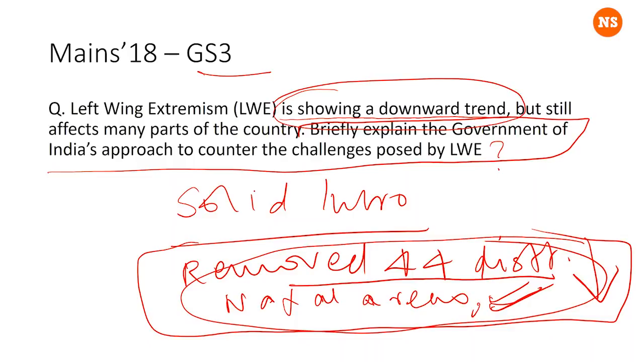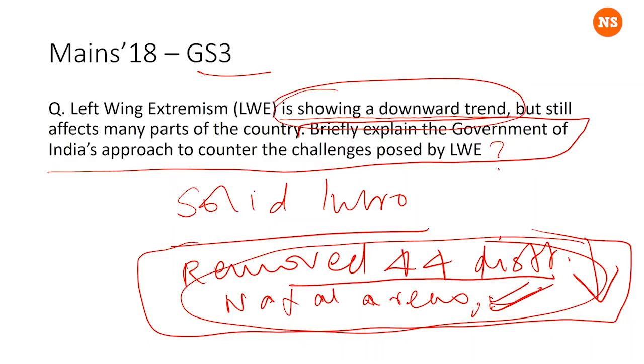So SAMADHAN, you can read about it more. It is about smart leadership, aggressive strategy, motivation and training, actionable intelligence, dashboard-based KPIs, harnessing technology, action plan for each theatre, and no access to financing. So you'll read just one line of each of these and you will be able to write the entire answer.